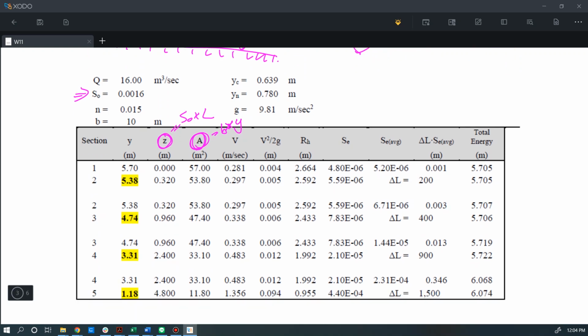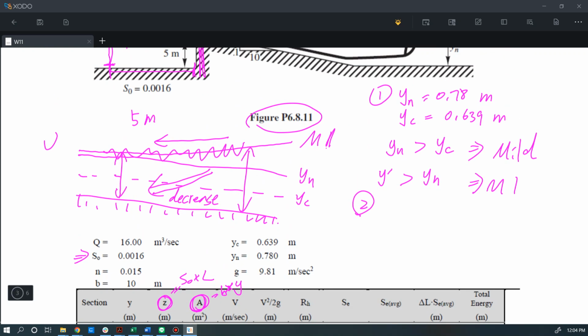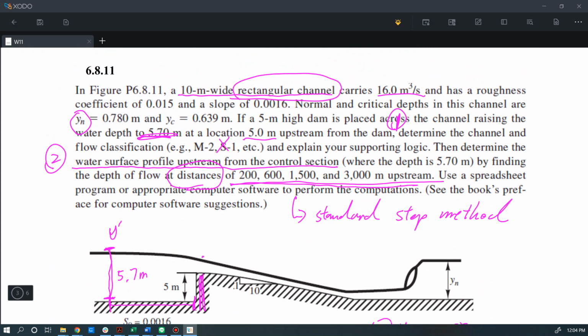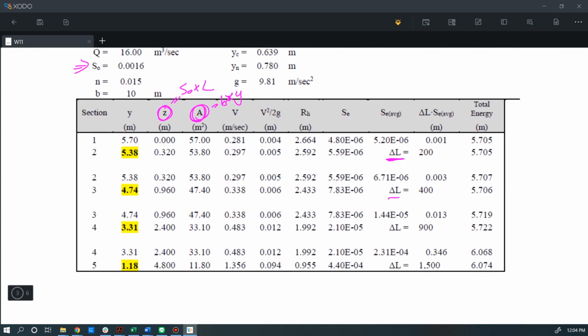But just remember that this is delta L. So the delta L for the first section is equal to 200. Delta L for the second section, because it starts from the previous section, so you need to subtract these two numbers, which is equal to 400. 600 minus 200 is equal to 400 meters. That's why you have the 400 delta L here. So similarly, you can use that to calculate the rest of the sections.